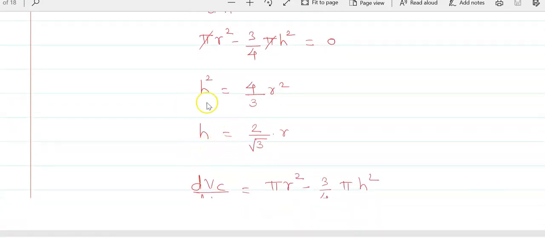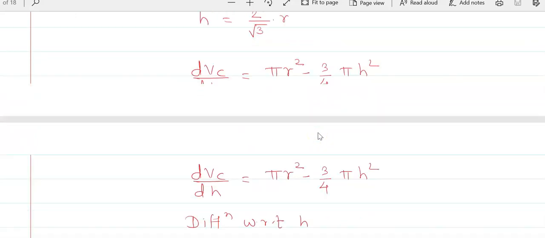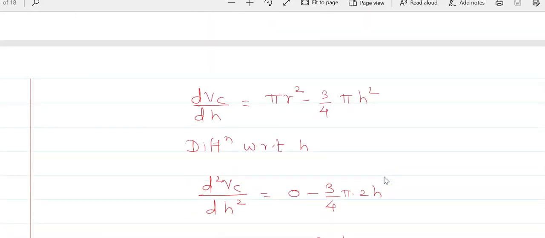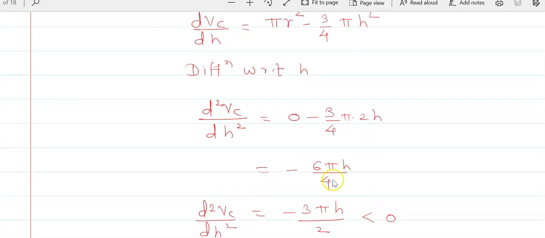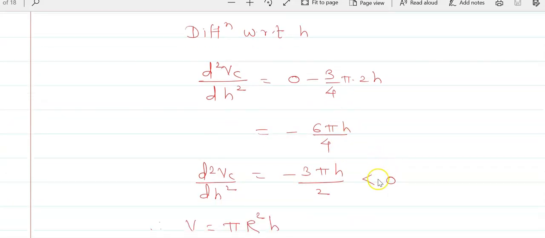Therefore, h is equal to, taking the square root on both sides, 2 upon root 3 into r. Therefore, dVC upon dh is equal to pi r square minus 3 by 4 pi h square. Now for the second derivative, this term is independent of h, its derivative is 0, and the derivative of 3 by 4 pi h square is 3 by 4 pi into 2h. The height is not negative, therefore overall this value must be negative, less than 0.